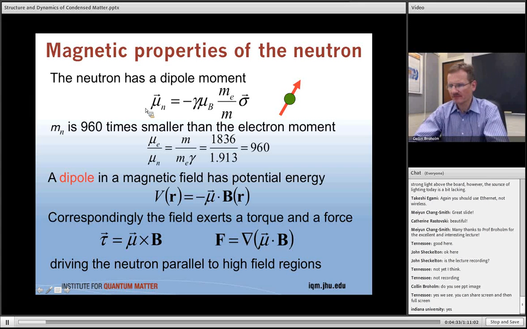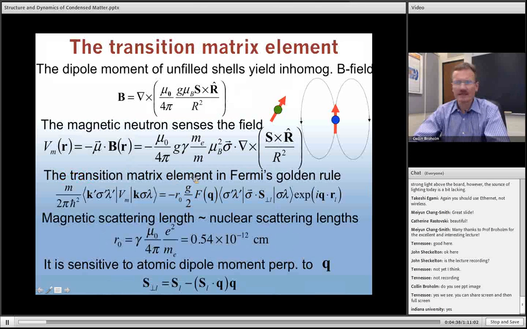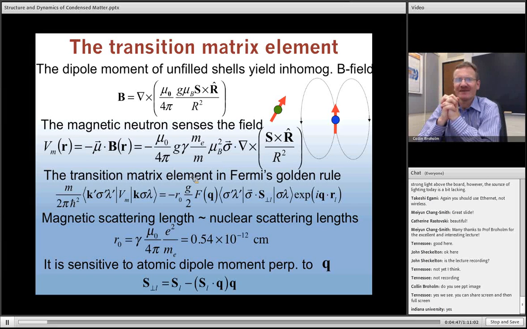This is the page that we already looked at. Now I'm going to talk about the transition matrix element. So we have the potential of interaction, and we're now going to basically develop an appropriate form for the interaction potential that we can then put into the formulas that we have for the scattering cross-section. And ultimately, what I'd like to see is an expression that involves the dipole-dipole interaction between the neutron spin and the electron spin.